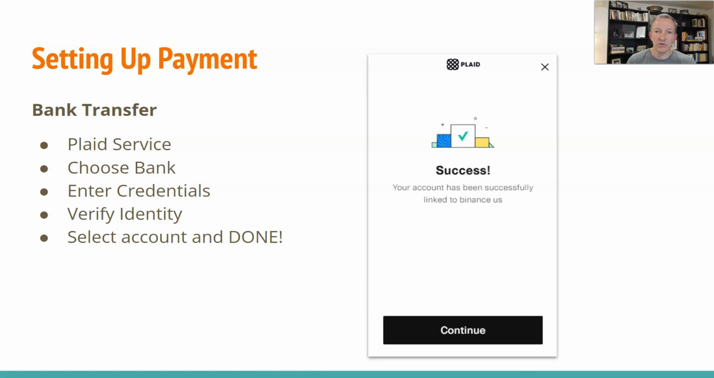The only thing they're going to ask you is if you have multiple types of accounts within that financial institution, they're going to ask you which account you want to use. I have multiple checking accounts, so I chose mine. And that's the only thing I omitted from this process. So now I've got my bank account connected.